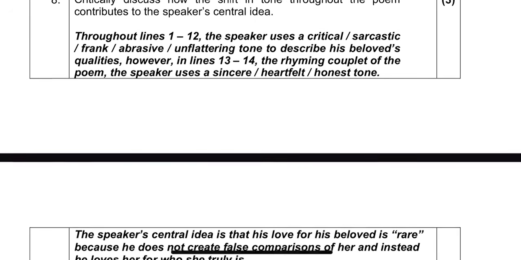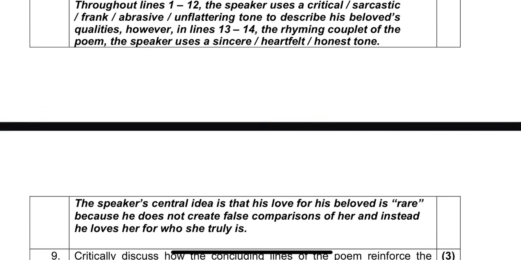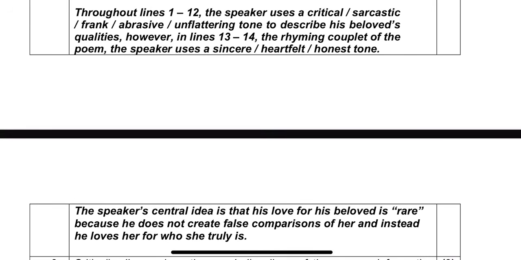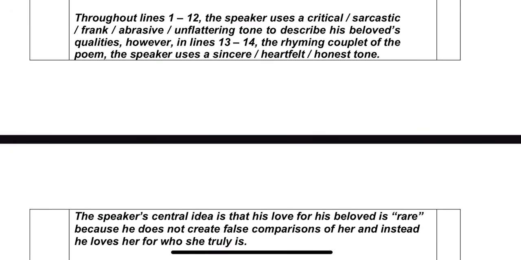Okay, let me just go down. I must see my document is cutting off here. Okay, throughout lines 1 to 12, the speaker uses a critical, sarcastic, frank, abrasive, unflattering tone to describe his beloved's qualities. However, because there's a shift in lines 13 to 14, the rhyming couplet of the poem, the speaker uses a sincere, heartfelt, and honest tone. The speaker's central idea is that his love for his beloved is rare because he does not create false comparisons of her, and instead he loves her for who she truly is.